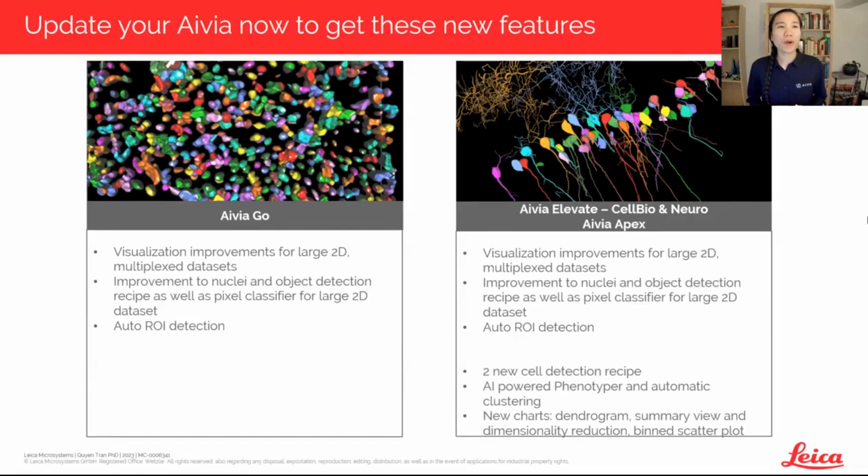A quick note to our current Aivia subscribers. You can now update your Aivia to get access to these new features. For those in our Aivia Go package, you can get access to the visualization improvements for large 2D multiplex datasets. You can also access improvements to the nuclei and cell detection, as well as the pixel classifier to allow it to analyze large 2D datasets. You'll also be able to use the automatic ROI detection.